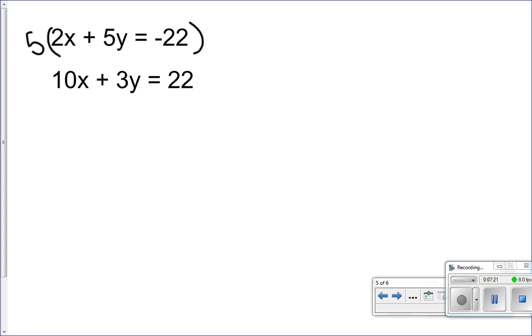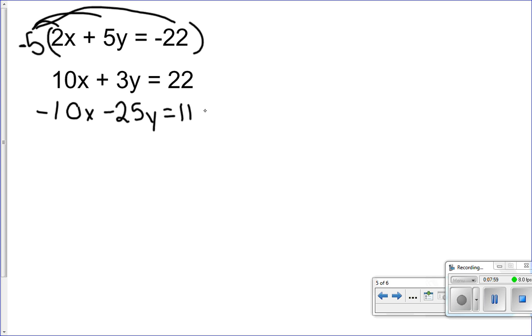But remember, in order for the two variables to eliminate, they also have to be the opposite signs. So since this is positive 10x, I need this to be negative 10x. So I'm going to multiply the entire equation by negative 5. And I multiply all 3 terms by negative 5. So when I do that, I'm going to end up with negative 10x, because negative 5 times 2 is negative 10, minus 25y equals positive 110.